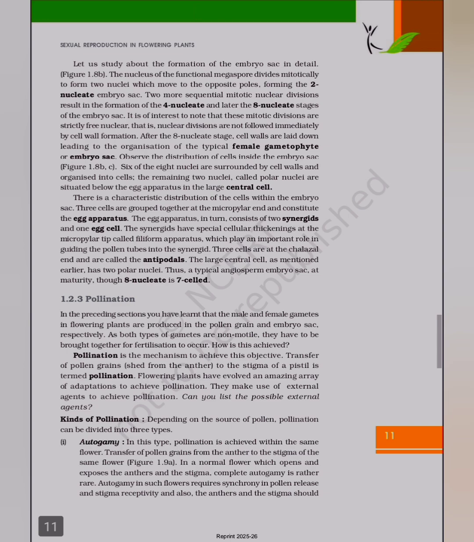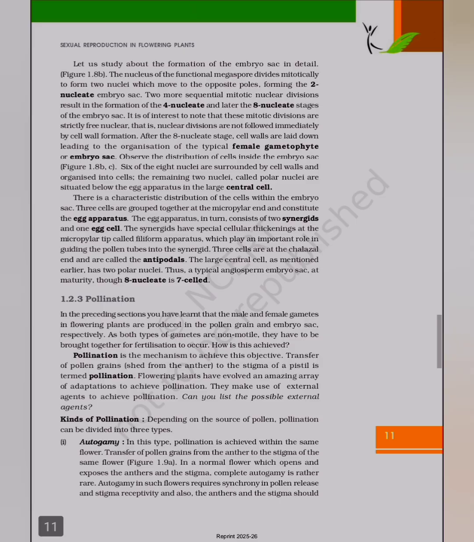3 cells are at the chalazal end and are called the antipodals. The large central cell, as mentioned earlier, has 2 polar nuclei. Thus, a typical angiosperm embryo sac at maturity, though 8-nucleate, is 7-celled.